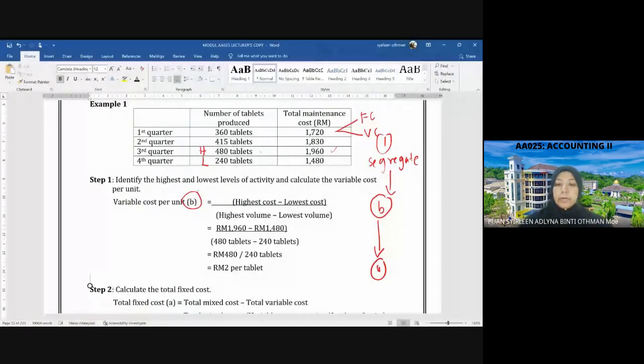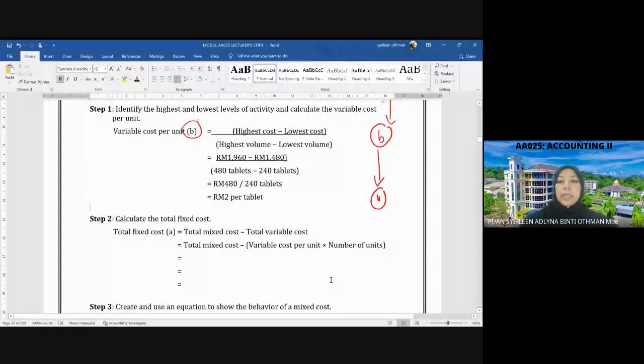Cost function tu is actually the one that I showed earlier, which is Y equals to A plus BX. Alright? So Y equals to A plus BX ni kalau awak tengok sebenarnya ialah it's actually total mixed cost minus variable cost per unit times number of units. Sebab bila you minus total mixed cost dengan variable cost, you akan dapat fixed cost. So we are looking for fixed cost volume, fixed cost amount.